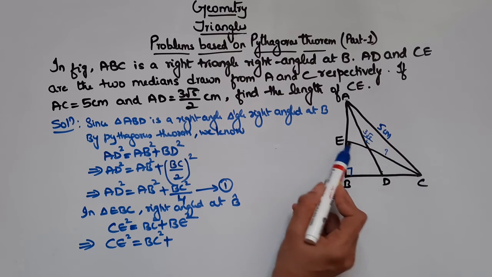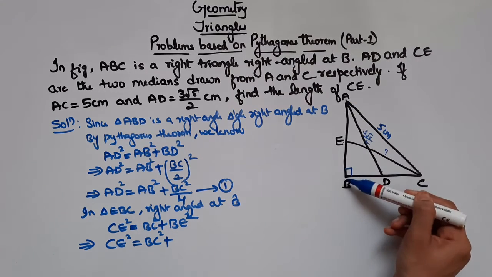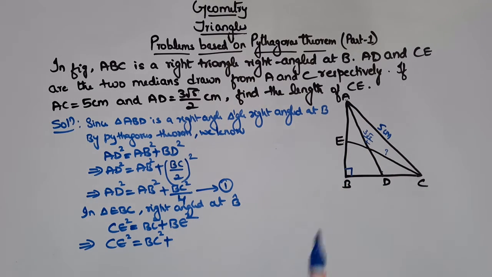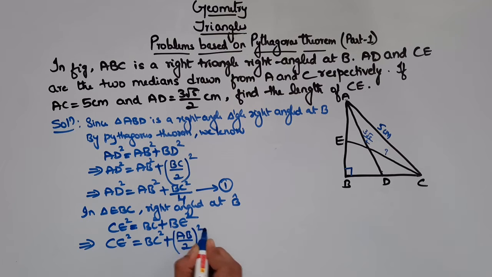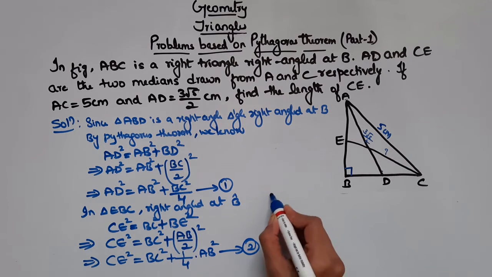Since we know CE is a median, that means it divides AB equally. So you can write BE as half of AB, so AB by 2 the whole square. So this implies CE square is equal to BC square plus 1 by 4 into AB square, right? So let's take this equation as 2.